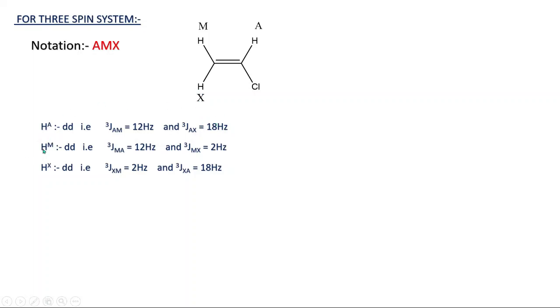Similarly for HM we will have cis coupling and vicinal coupling and also geminal coupling, that is 2 Hz, you can see. And for HX also we have a doublet of doublets, 2 Hz, you can say geminal coupling, and 3JXA, that is 18 Hz, for vicinal trans coupling. So this is for the 3 spin system.